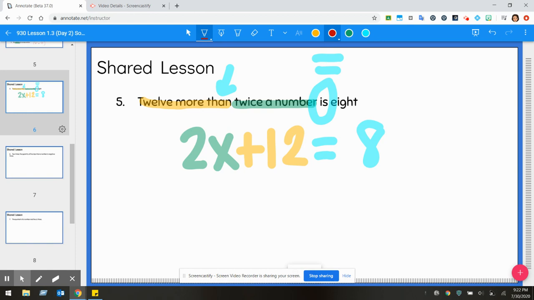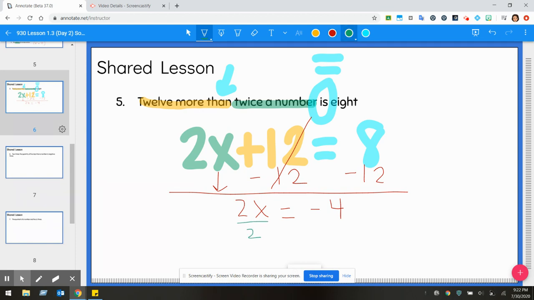So again, my goal is to isolate the variable. In order to do that, I'm going to subtract 12 from both sides. 2x goes ahead and drops down. 12 minus 12 cancels out, equals 8 minus 12 gives me negative 4. So right now 2 is being multiplied by x. I need to undo that operation of multiplication. So I'm going to divide both sides by 2. 2x divided by 2 is just 1x, or x equals negative 2. And that is my solution. So I'm going to circle and box that.